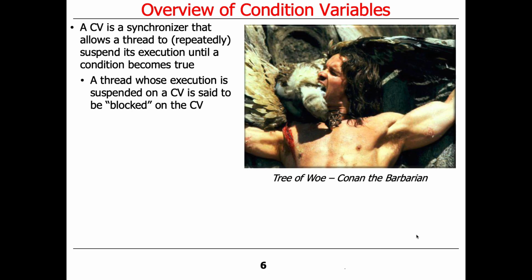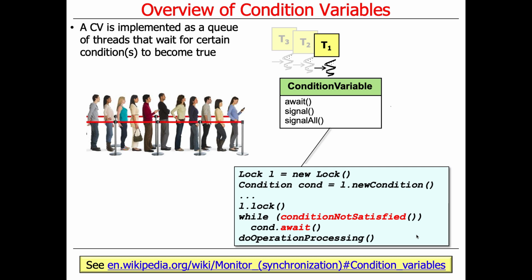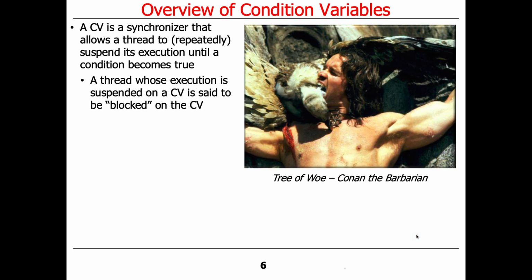The thread whose execution is suspended on a condition variable is said to be blocked on the condition variable. So it's going to stay there until somebody else comes along and changes the state of the program such that the condition it's waiting on might now be satisfied. All right, so at this point, you probably have absolutely no idea what this is about, and you wonder why I keep showing pictures of Arnold Schwarzenegger, but that's a whole other story altogether.